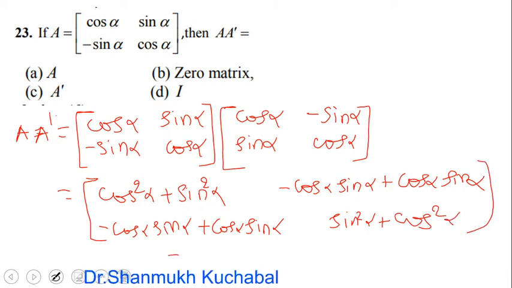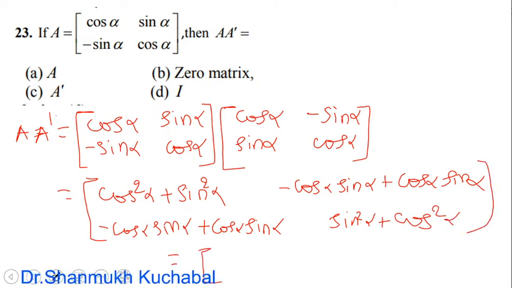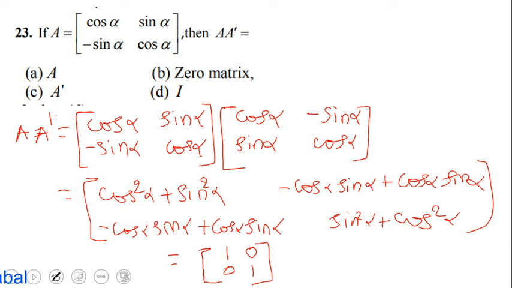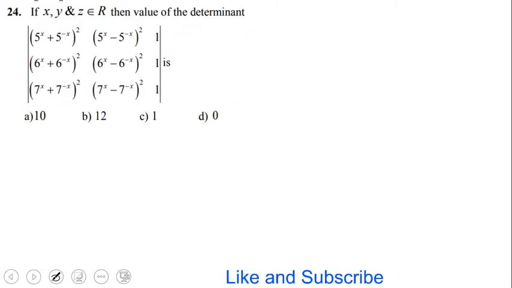Simplifying this, sin square theta plus cos square theta is 1, so we get 1, 0, 0, 1 here. So this is nothing but the identity matrix I. So clearly option D is the right answer over here. So like this we have to simplify. Okay, so we'll move to our next question.